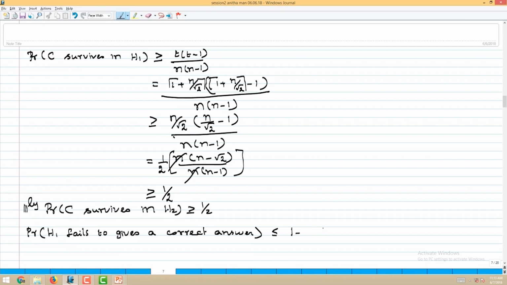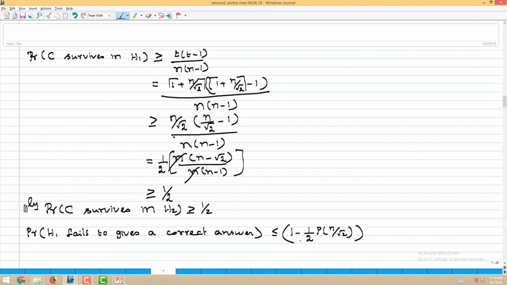correct, 1 by 2, this one fails, gives the answer. What I have written is H1 fails to give a correct answer. That means from H1 if you proceed further, you may not be able to get the correct answer. So, that means it is 1 minus this probability into P of n by root 2. Okay. 1 by 2 into P of n by root 2.